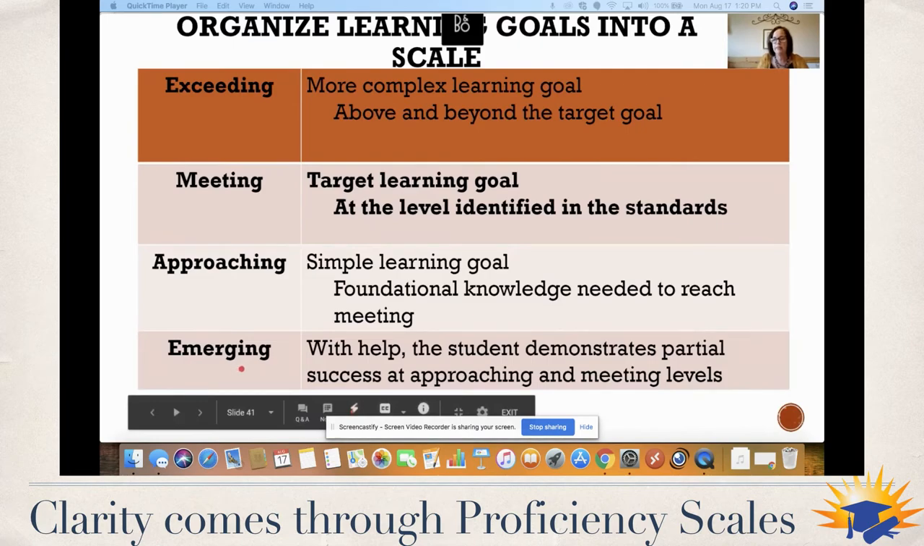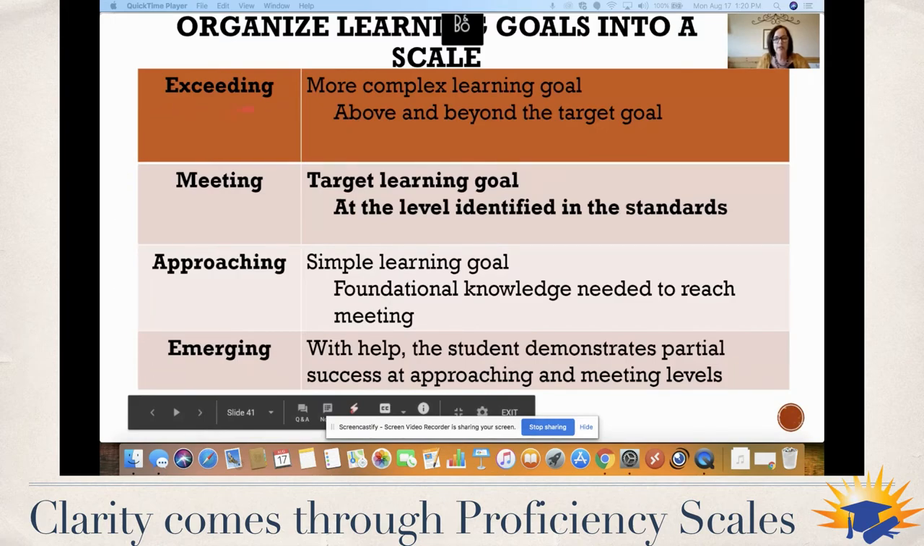Emerging. This is a student that hasn't demonstrated proficiency yet, and they are at a level where they need assistance in order to be successful. So anytime a student is not able to work independently, they need help in order to solve the problem, in order to work out, to think about the learning, they would be at emerging.